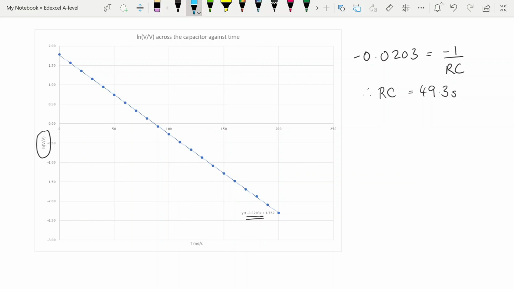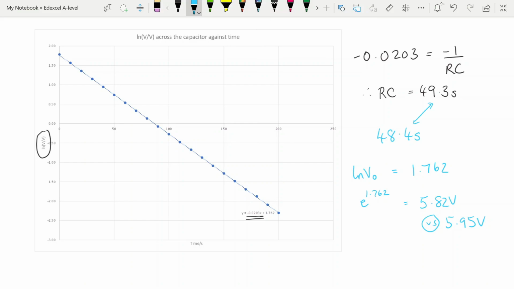We can then compare that to our known value of RC, which was 48.4 seconds, and find a percentage error in our experiment this way. Capacitors do have what's called a tolerance, usually 20%. Sometimes it can be 5% if it's a very good capacitor, but 20% is the leeway that you get in the RC value. So that's going to be within 20%. Our ln V0 here is 1.762, as you can see. And if we do e to the power of 1.762, which is the anti-natural log, we get 5.82 volts versus our known value of 5.95. So again, that could be used to find the percentage error.